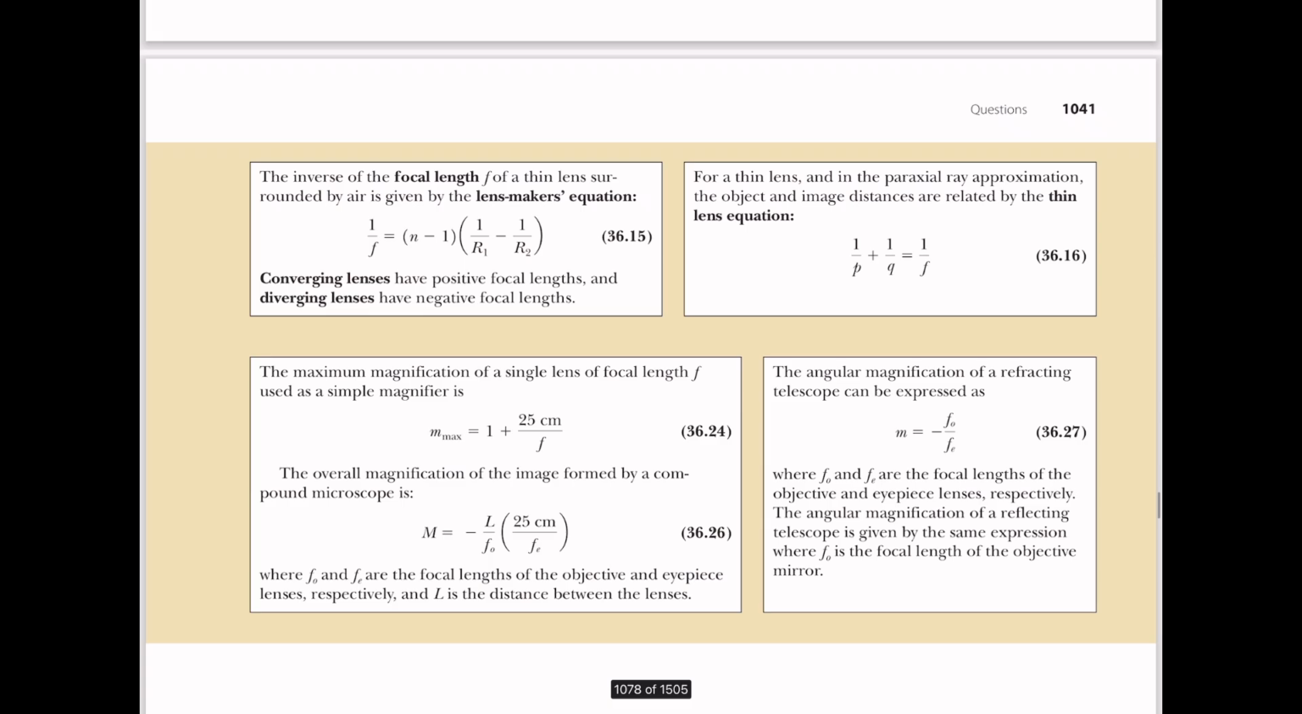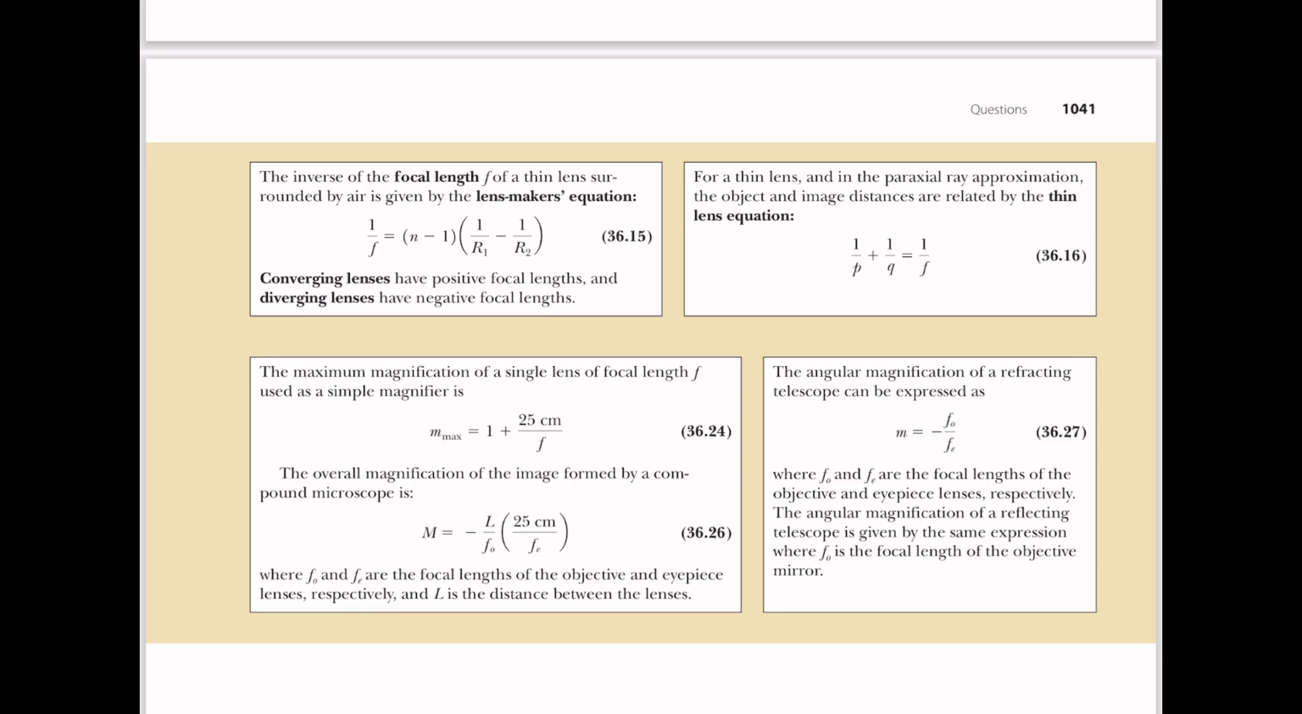It continues here. The inverse of the focal length f of a thin lens surrounded by air is given by the lens maker's equation. That is a cool name for an equation. I like that. 1/f = (n − 1). n to me looks like the index of refraction from the previous chapter, but I am not too confident with my knowledge of the index of refraction, so that's jumping out at me a little bit. And then in big brackets, (1/R1 − 1/R2).